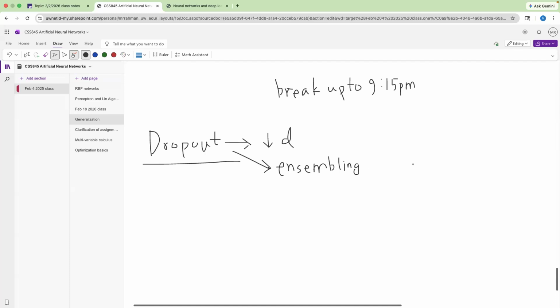So has anyone in a machine learning class looked at techniques like boosting or bagging? Anyone familiar with these terms, these types of models? No? I have not heard of those before. I don't know about anyone else.